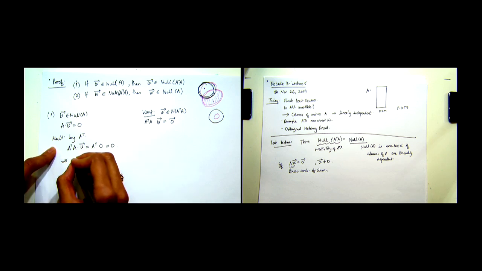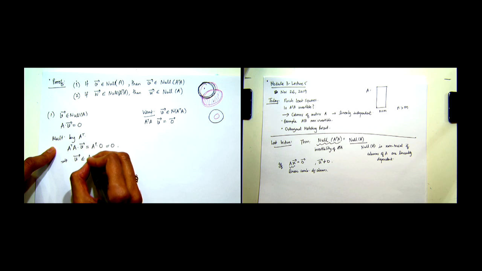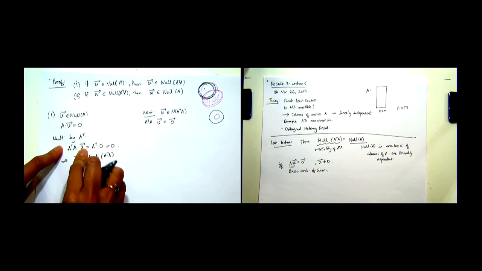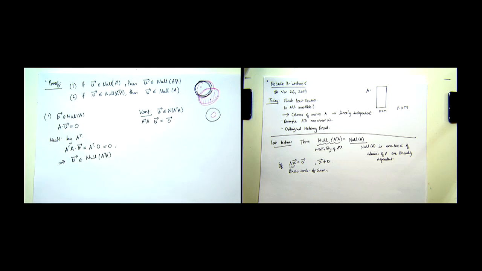Therefore, V must belong to the null space of A transpose A. Because A transpose A times V gives me 0, means that V must be in the null space. Right? Great. So this is the more straightforward part of the proof.